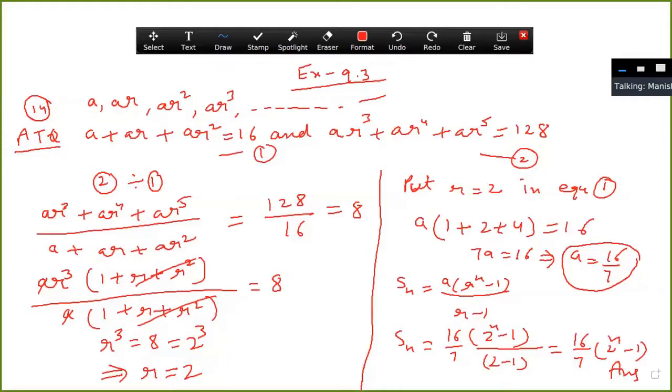Now come to the next question. Let's see. I think we have to do question number 18. A few questions you have to try on your own. I think you can do them. Question number 18 is: find the sum to n terms of the sequence 8, 88, 888 and so on. Let's start question number 18.